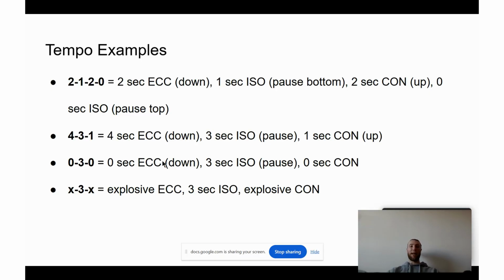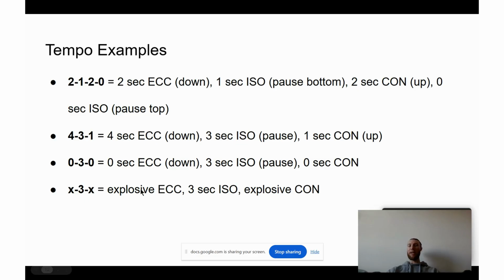0-3-0 is a common one that I use, especially for ab or any holding type exercise. So 0 second on the way down just basically means go down at a normal pace. I could also write 1-3-1. That would also work. But 0-3-0 is, again, go down at a normal pace on the eccentric. Then you're going to pause for 3 seconds on the isometric at the bottom, and then you'll go back up on the concentric at a normal tempo.